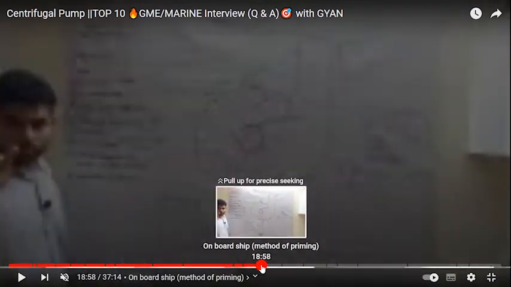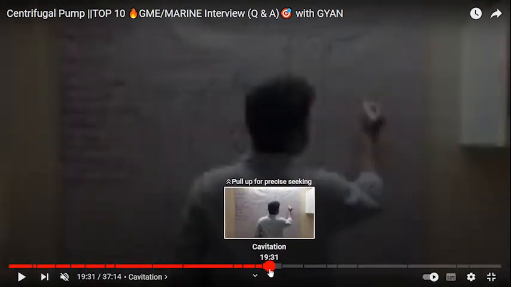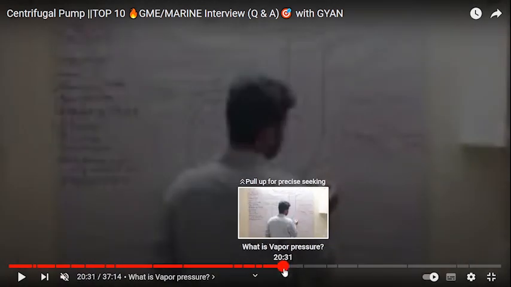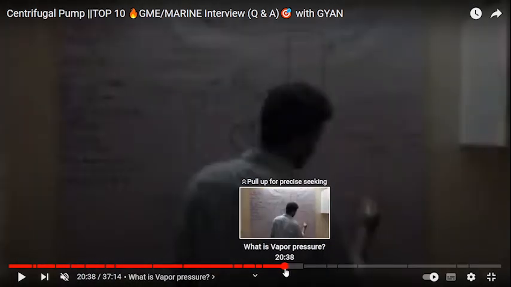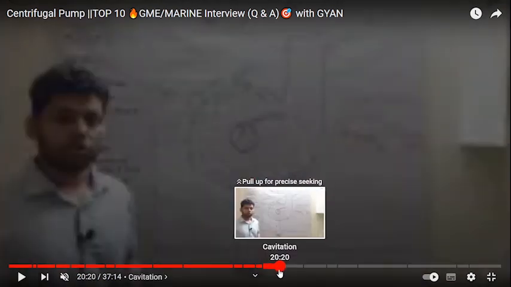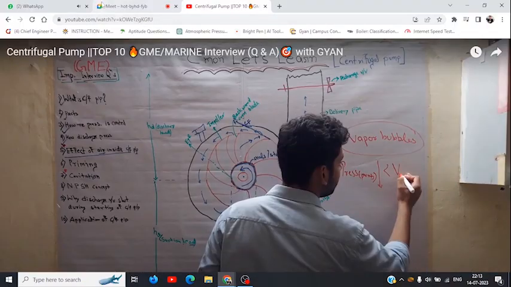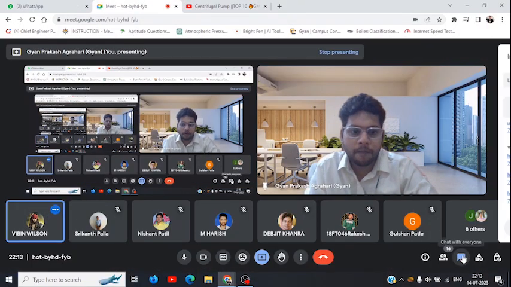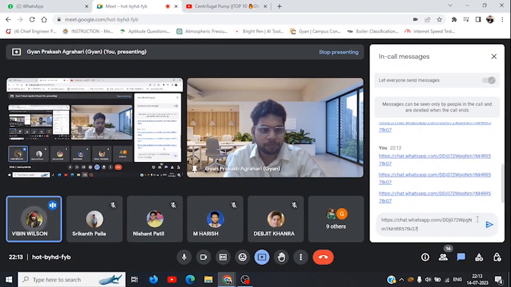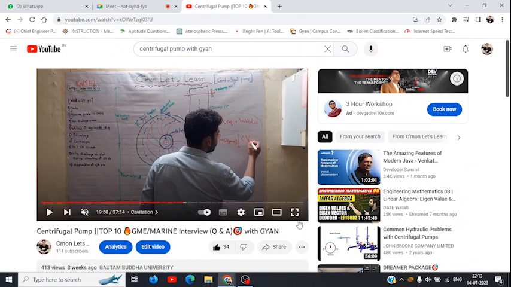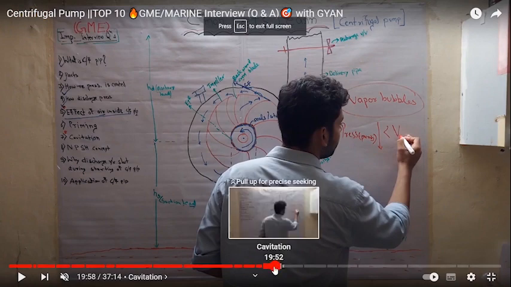Here in this section, after the method of priming, I have explained what cavitation is, why it happens, what vapor pressure is, and the concept of boiling. Now, Vibin, once again, what is cavitation? Cavitation means the formation of vapor bubbles when the pressure in the pump gets below the vapor pressure of the liquid which is being pumped. At that time the vapor bubbles start to form. Correct, very correct.